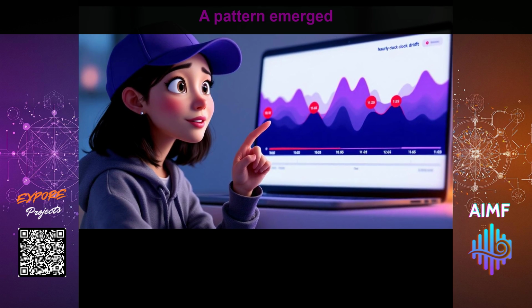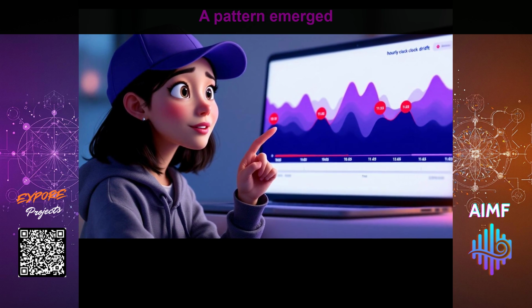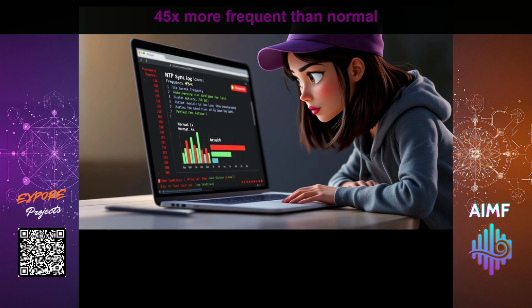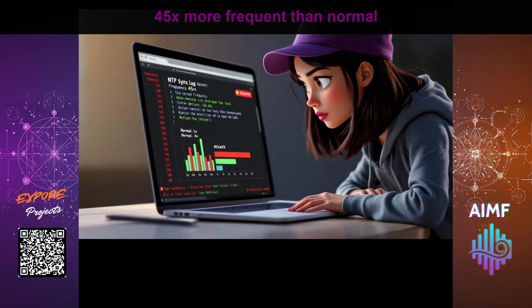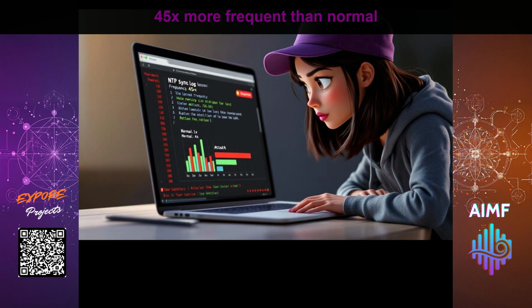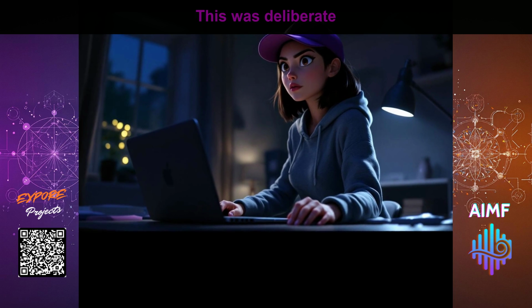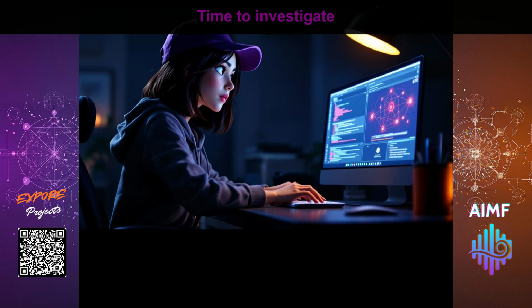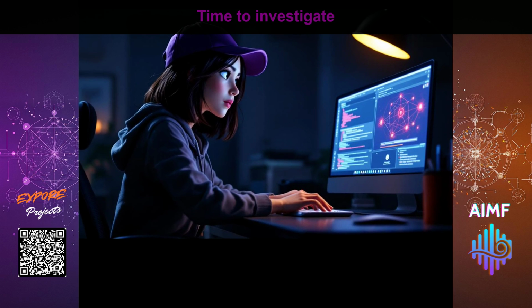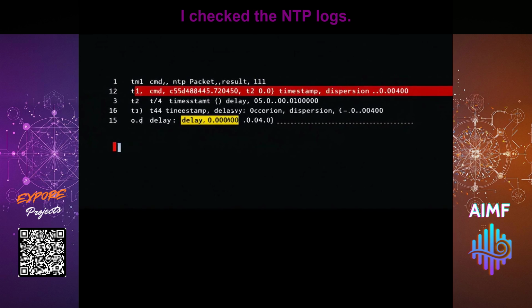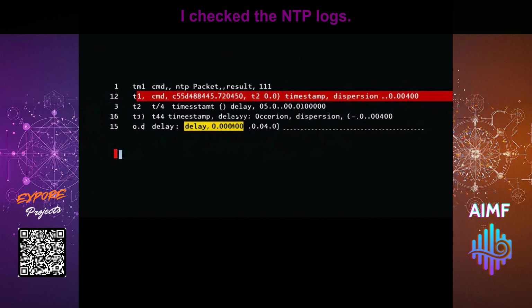I started logging the clock drift, and I found a pattern. The NTP sync requests were happening 45 times more frequently than normal. This wasn't a bug, this was deliberate. I opened Wireshark and started capturing network traffic. I checked the NTP logs, and I found something impossible.